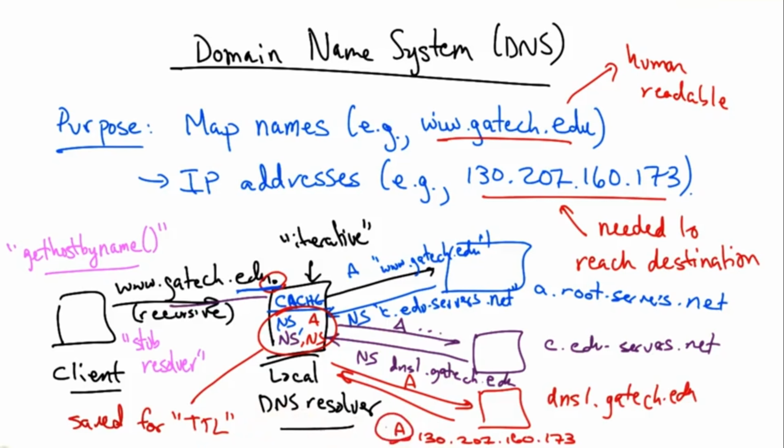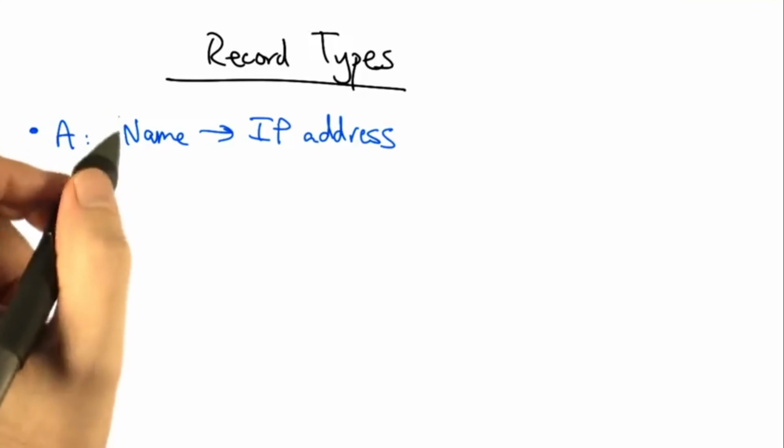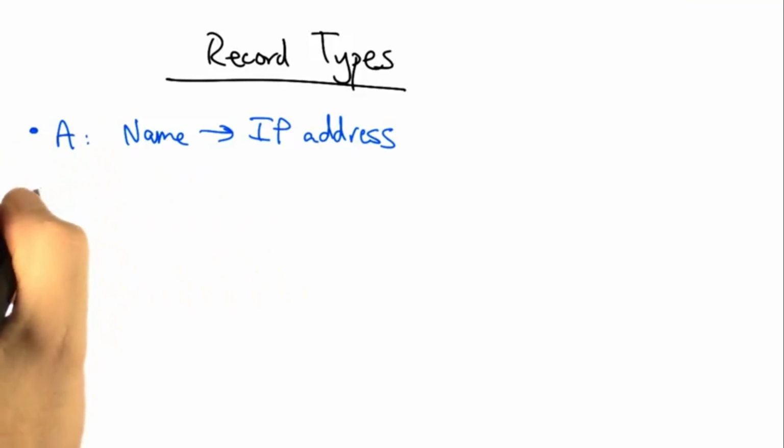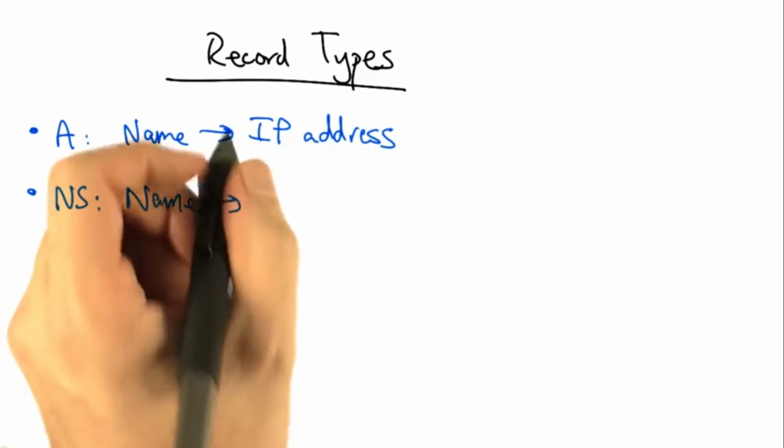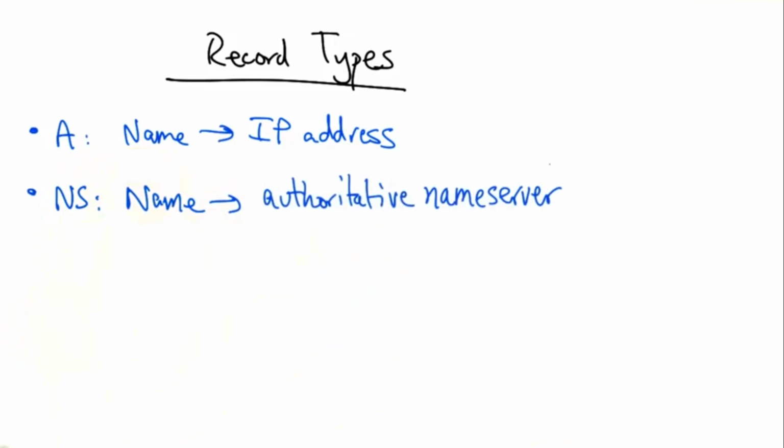Now, the most common type of DNS record is what's called an A record, which maps a domain name to an IP address. But there are other important record types as well. A records map names to IP addresses, as we've seen. We've also seen what's called an NS, or a name server record, which maps a domain name to the authoritative name server for that domain.